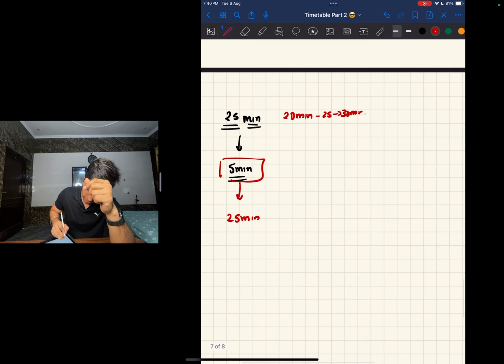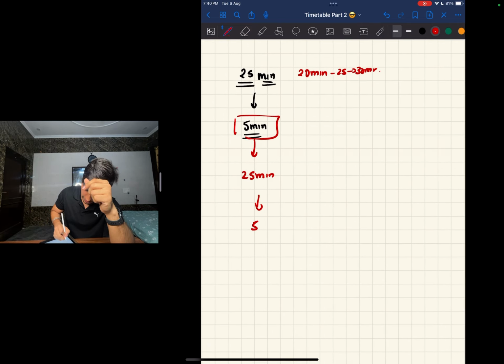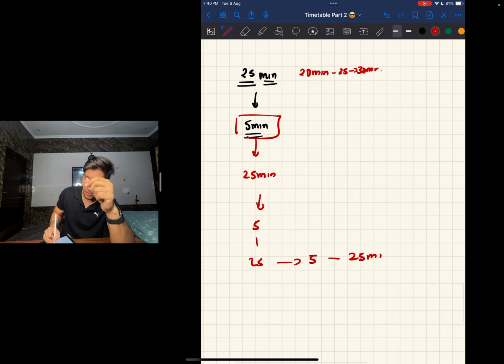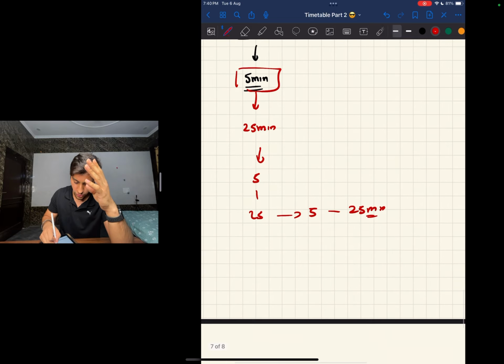You have to do this 4 times, okay? 5 minutes, then again 25, then again 5, then again 25. So 1, 2, 3, 4, 5. Okay, once you're done with this, you will notice 4 sessions are done, and total minutes of study is going to be around 100 minutes.